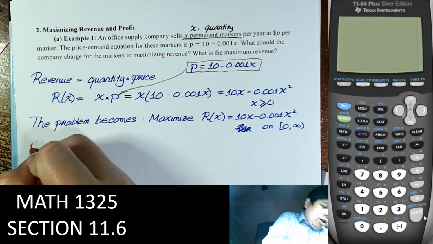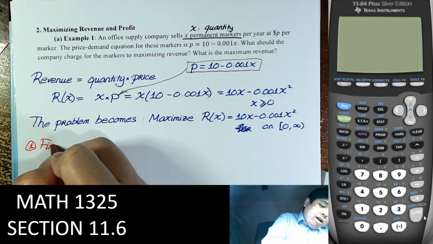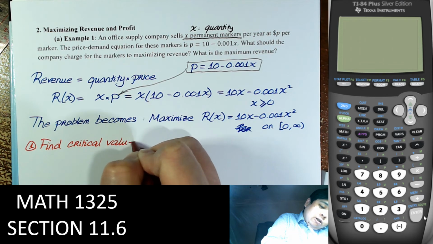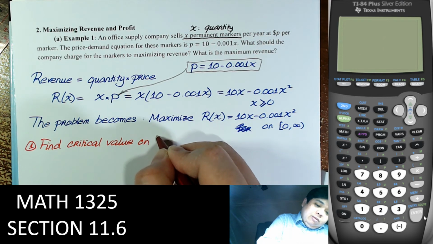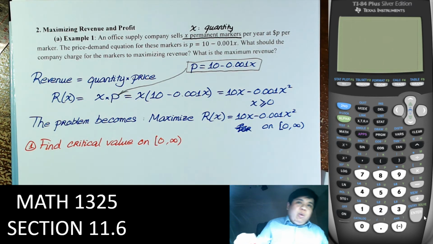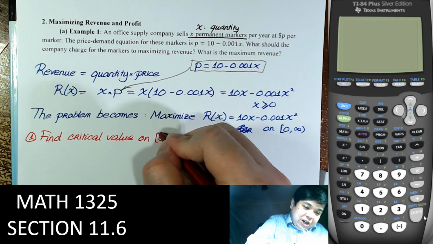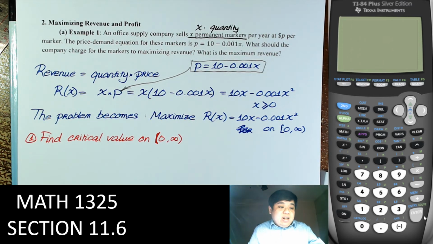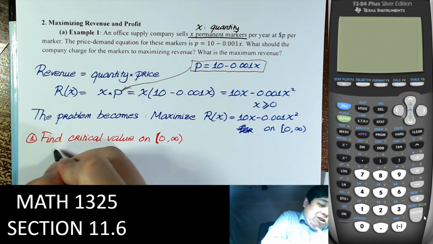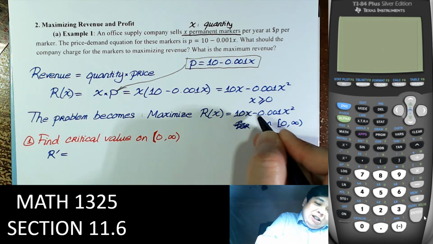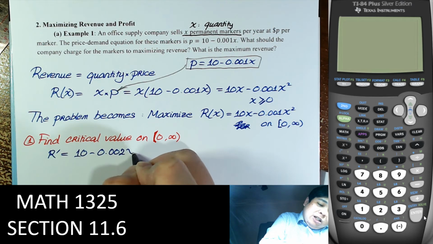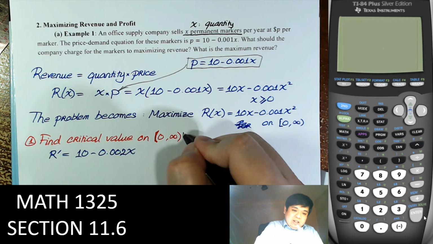So similar to what we've been doing, find the critical values on the interval. By the way, we're not going to take 0 because when x equals 0, we have no revenue. So that's obviously not the maximum that we're trying to find, right? That's common sense there. Right, we take the derivative. That gives us 10 minus 0.002x, equal to 0, or does not exist.